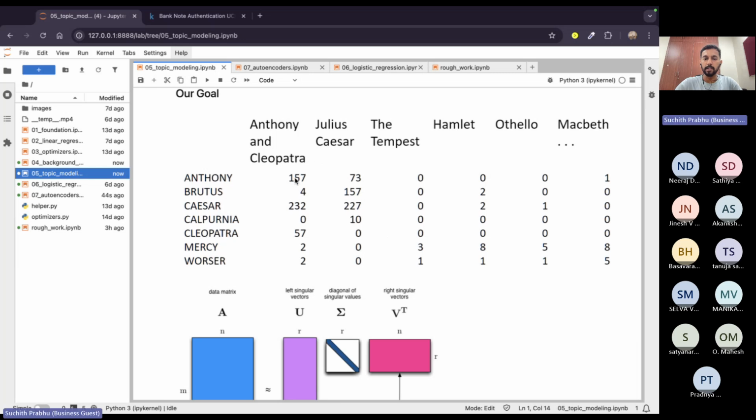And then normalizing it by the number of times a particular word appears in different documents. So suppose there is a word which is common to all the documents, that means that word is not that important. So I'm penalizing those words which are present in most of the documents.